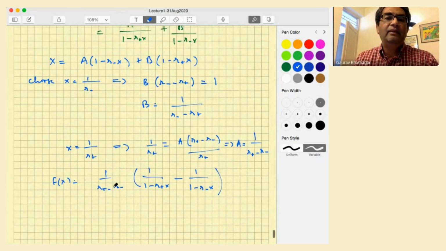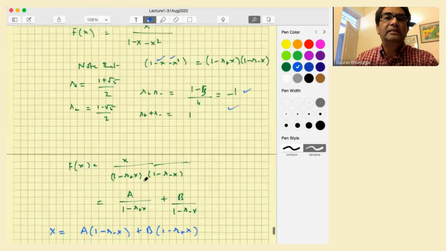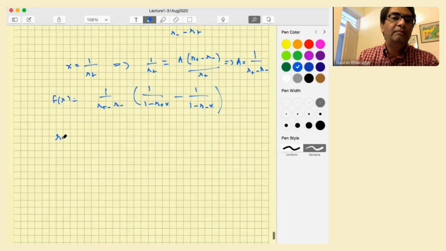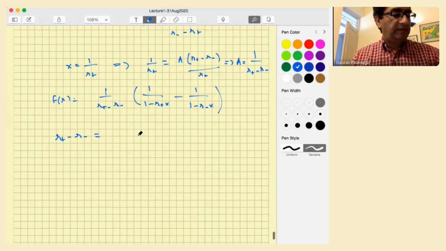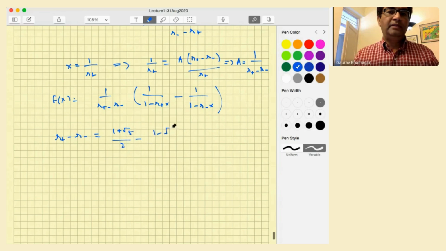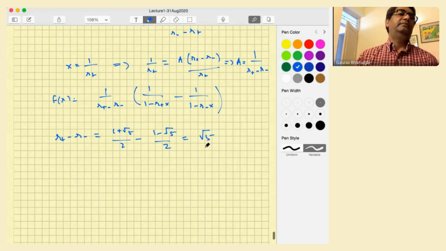And I think we had calculated r plus, no, we hadn't. So r plus minus r minus is 1 plus square root 5 over 2 minus 1 minus square root 5 over 2. So square root 5. So we get 1 over square root 5.